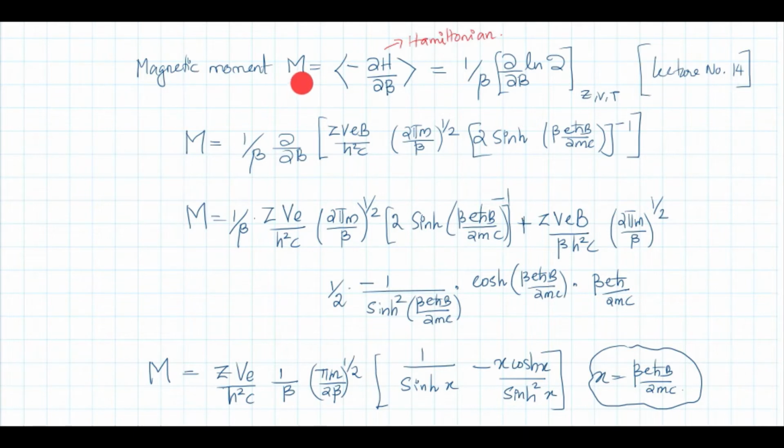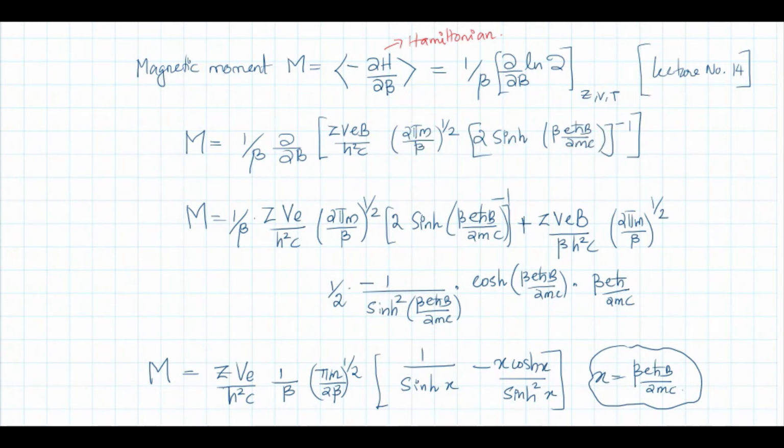Now the magnetic moment M is actually the mean value of minus dou H by dou B. This H is actually the Hamiltonian of the system, the total energy of the system. This is not beta, this is B, the magnetic field. And we can show that it is equal to 1 by beta dou by dou B of log theta at constant ZVT. This expression we already derived in lecture number 14, in the case of statistics of paramagnetism. Now M is 1 by beta dou by dou B of log theta; the value we obtained, you substitute here.